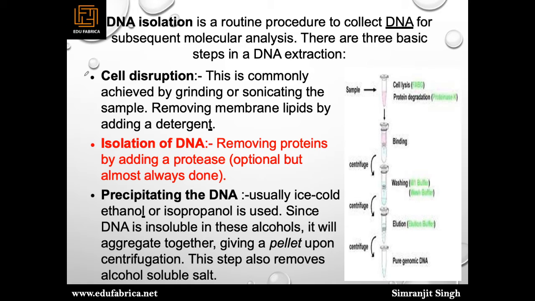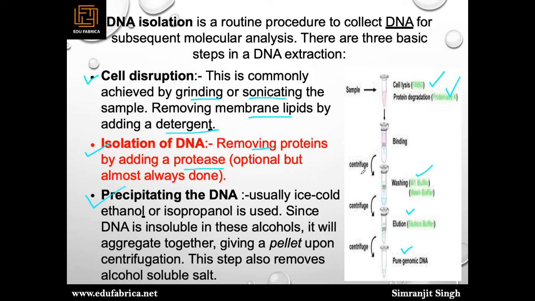First is cell disruption, then the isolation of DNA, then the precipitation of the DNA. Cell disruption is most commonly achieved by grinding or sonicating the sample and removing the membrane lipids with a detergent. You can do the cell lysis with some enzymes, and protein degradation by proteinase K. Then you isolate the DNA by adding the protease. Afterwards, you wash with the wash buffer, then elute your DNA, and you get the pure genomic DNA after several centrifugation steps.